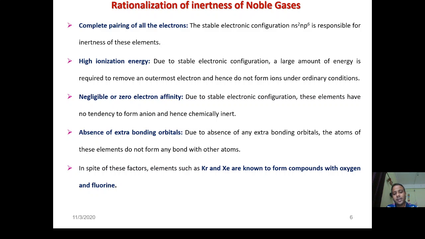Although these factors are against the reactivity of noble gases, still there is some active chemistry of krypton and xenon. Krypton and xenon are known to form compounds with oxygen and fluorine. However, the chemistry of krypton is nominal, whereas the chemistry of xenon compounds is quite extensive. Generally, the reactivity increases as we move down the group. That means radon will be more reactive than xenon, xenon is more reactive than krypton, krypton is more reactive than argon, followed by neon and helium.